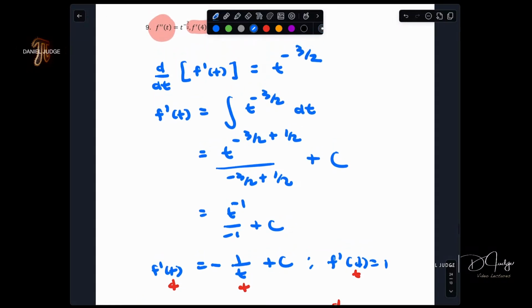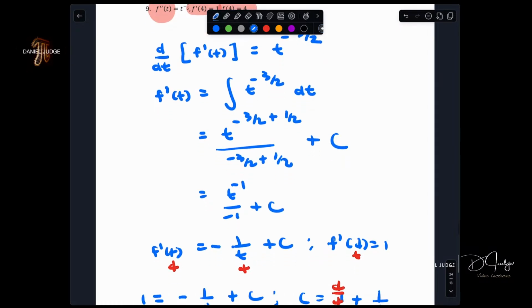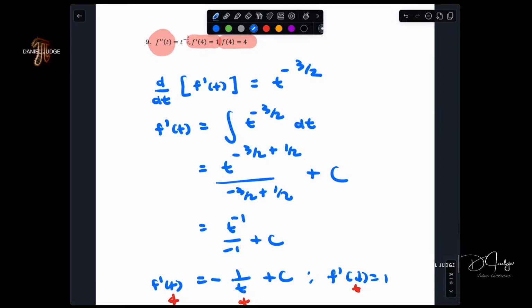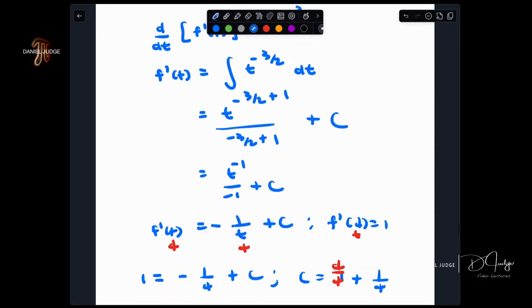Did we make a mistake? Negative 3 halves plus 1 half is negative 2 halves. It's negative 1. We made a mistake. This is wrong.